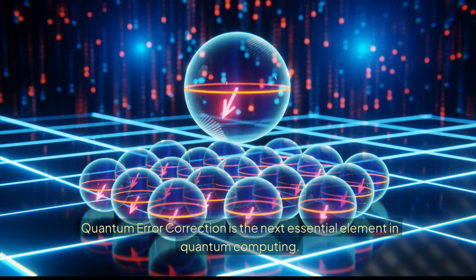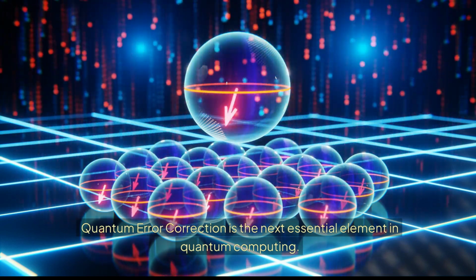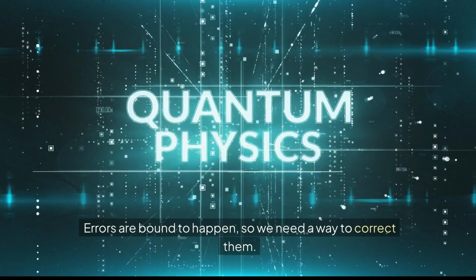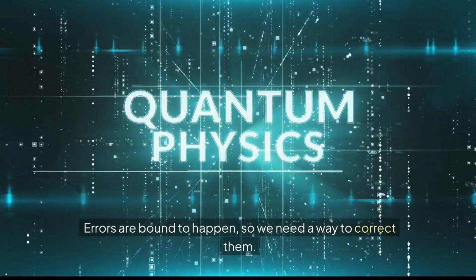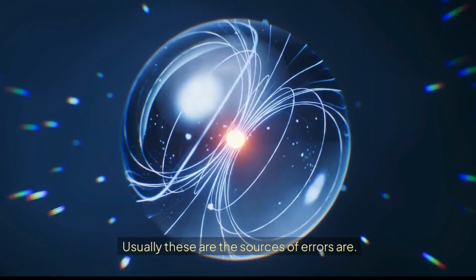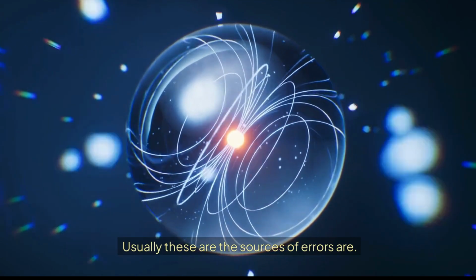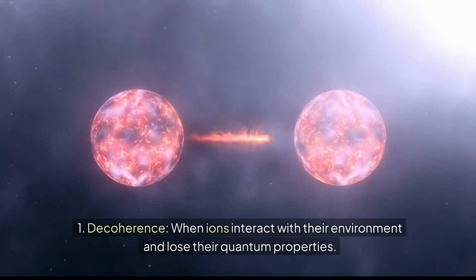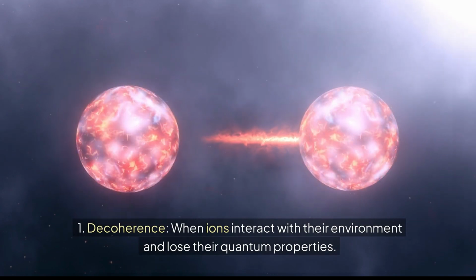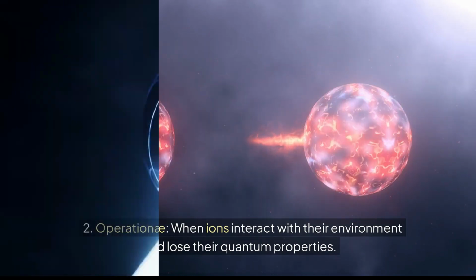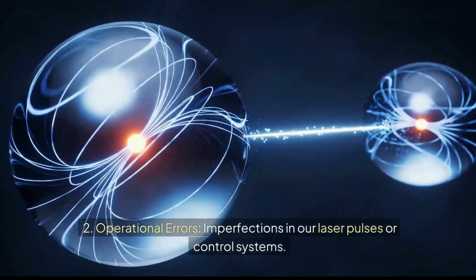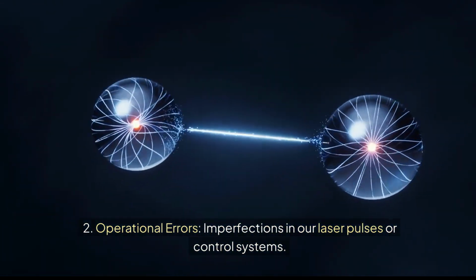Quantum error correction is the next essential element in quantum computing. Errors are bound to happen, so we need a way to correct them. Usually the sources of errors are: 1. Decoherence, when ions interact with their environment and lose their quantum properties. 2. Operational errors, imperfections in our laser pulses or control systems.